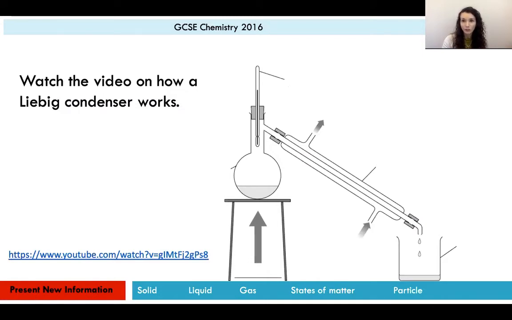What I would like you to do on your diagram is try and label. So first of all, just label the different parts of the Liebig condenser. So pause the video now. If you need to go back and just look at that explanation again to look at the names of the different pieces of equipment, then you can do that. But I'd like you to label your diagram of the Liebig condenser, please.